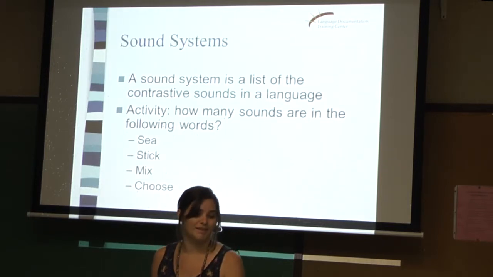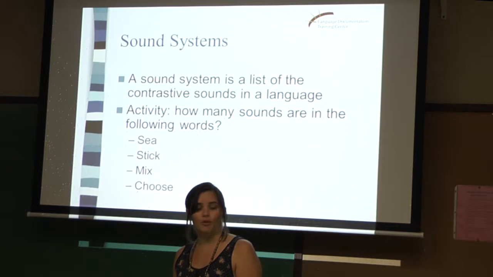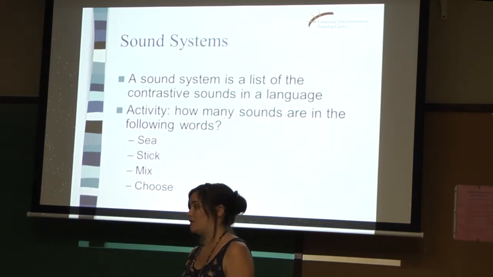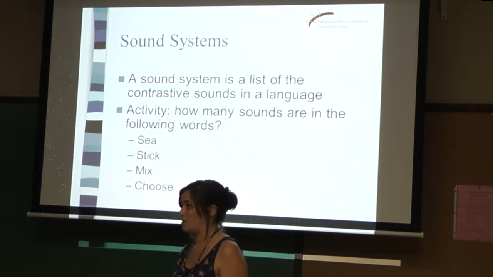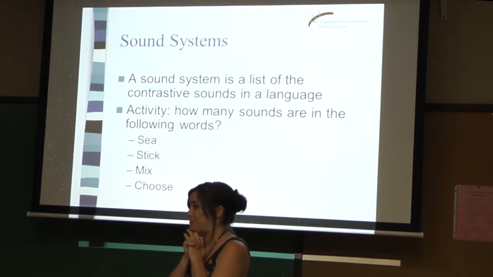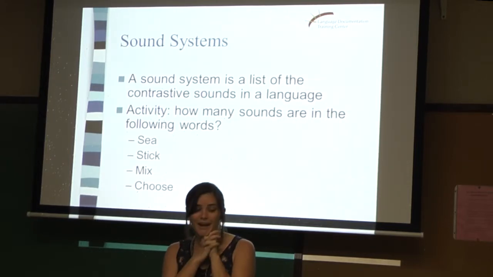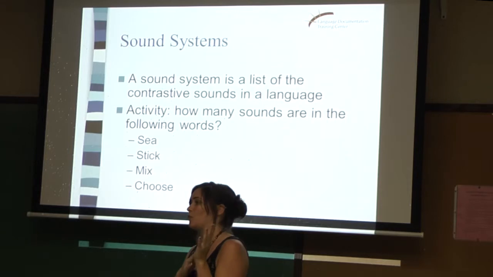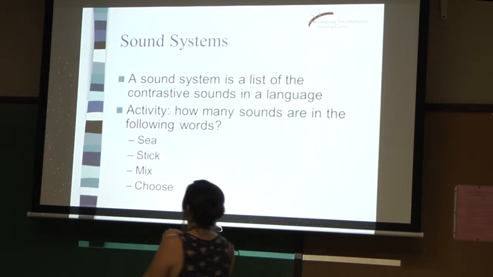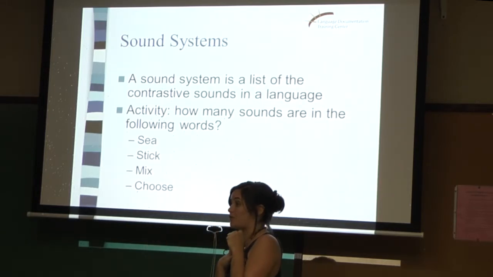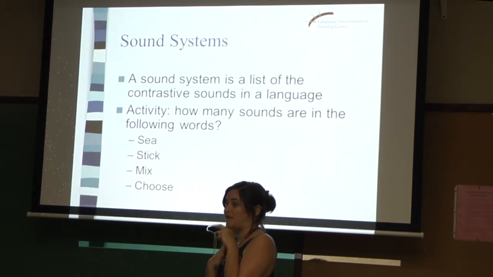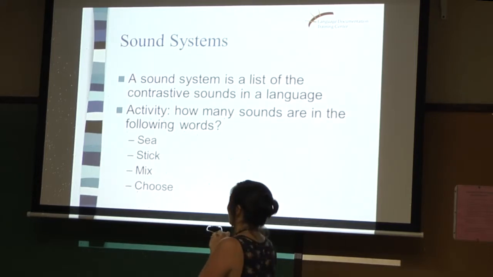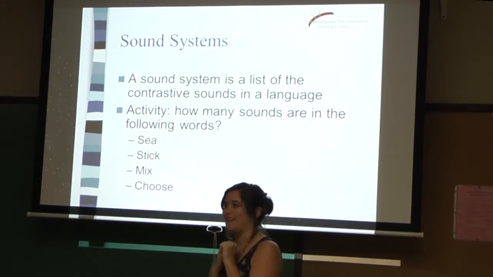Alright, so then what is a sound system? Similar to an orthography, a sound system is just a list of the sounds present in an individual language. So let's look at this list of words and do a little activity. How many sounds are in the first word? 1. Just 1? Grant says 2. What's the first one? What's the second one? E. Good job, guys. 2. That was really well done. Let's try a harder one.